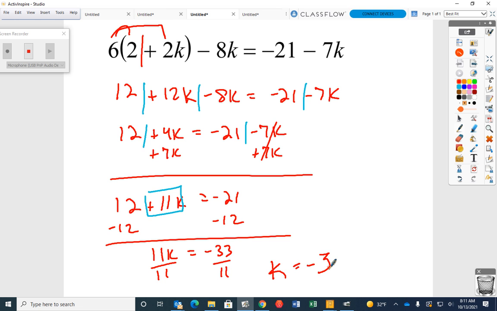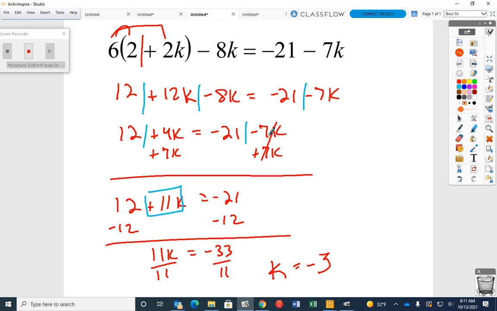Do we see how we got that? Yes? Who said no? Okay, which part did you miss? I guess the third line. This here? Are you talking about when we move the variables? Yeah. Okay. So we had a positive 4K over here and a negative 7K over here.